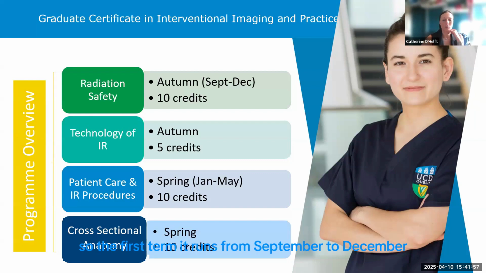The first term runs from September to December, and in that term, you cover the first 2 modules. That's radiation safety and technology of interventional radiology. And in the second term, from January to May, you cover patient care and interventional procedures, and you also cover cross-sectional anatomy.